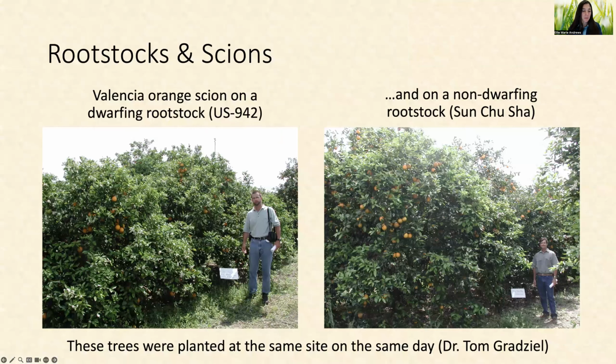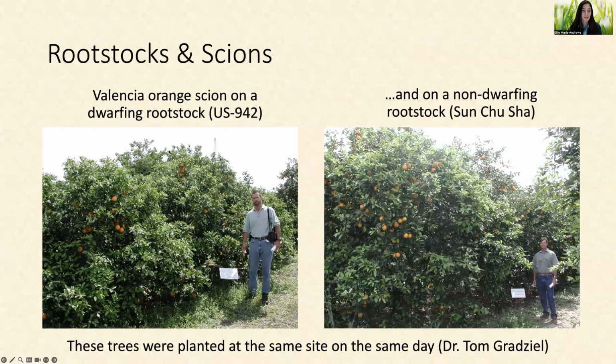So for some more examples of how this works, we have a Valencia orange scion here in both photos that are grafted to a dwarfing rootstock on the left and then a non-dwarfing rootstock on the right. So this shows a pretty profound difference in terms of overall tree size. And these trees were planted at the same site on the same day. So everything else was consistent. The only thing that differed was the rootstock.